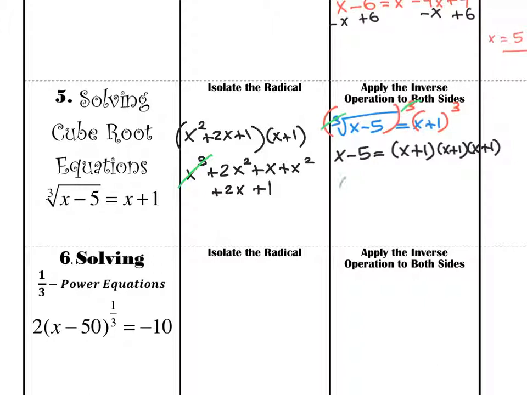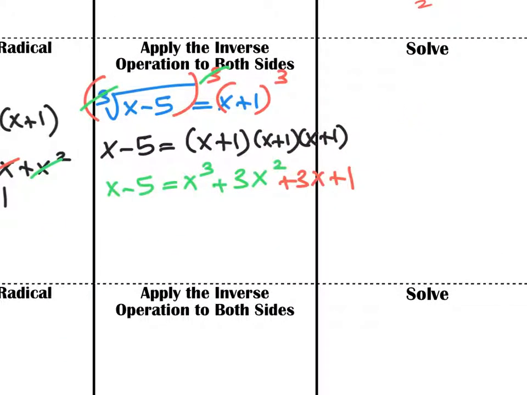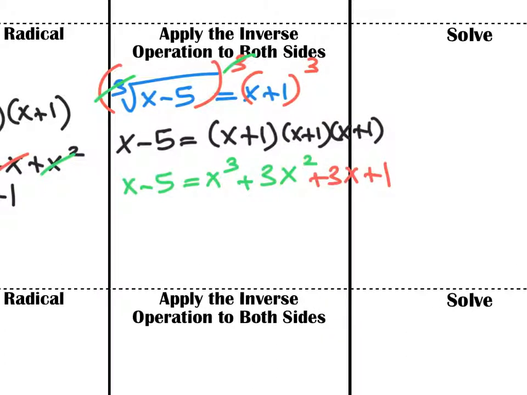So x cubed, 2x squared and x squared, that's 3x squared. Now x plus 2x, that's 3x plus 1. Now, because this is a cubic function, let's move everything to one side of the equation. So I hope that this will end up being factored by grouping, which might be the case.